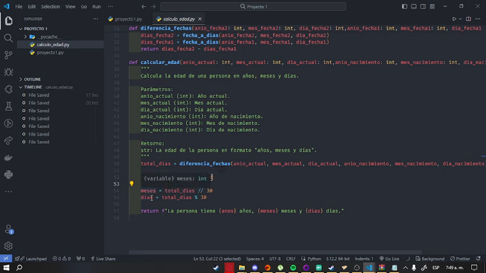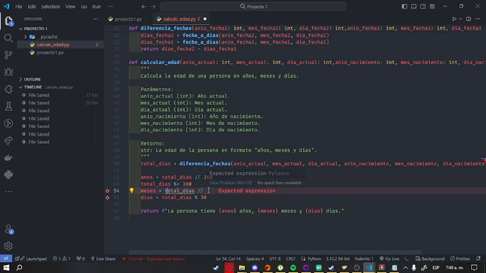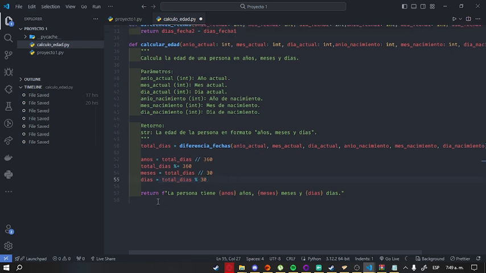Later on, to calculate the months is the same thing. We make an integer division with 30. Later on with the days, we make the modulo of the total of days with modulo 30. And we return this: the person has this quantity of years, this quantity of months, and this quantity of days.